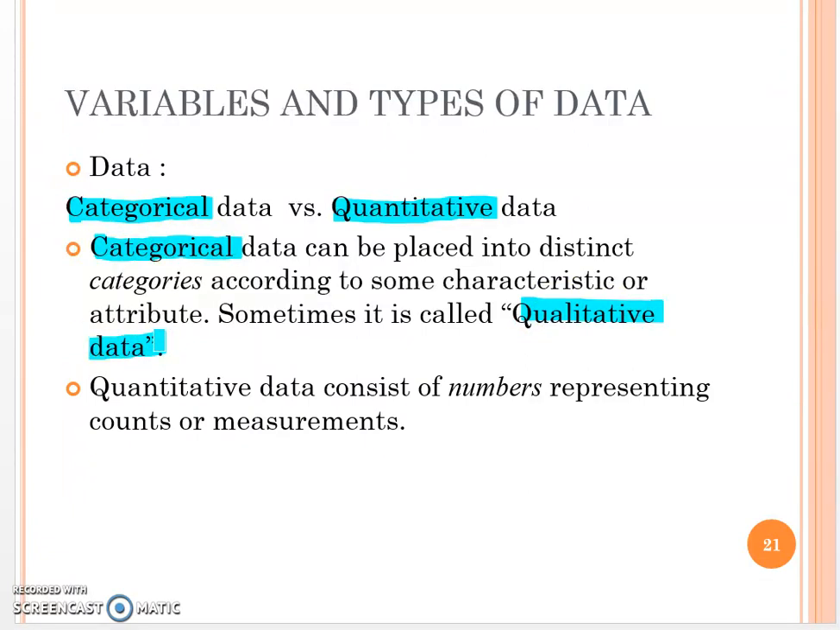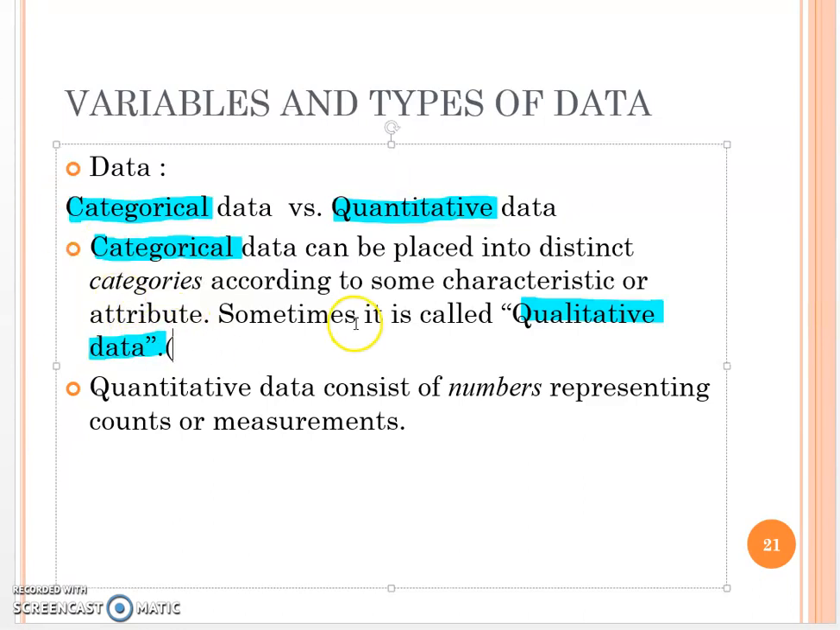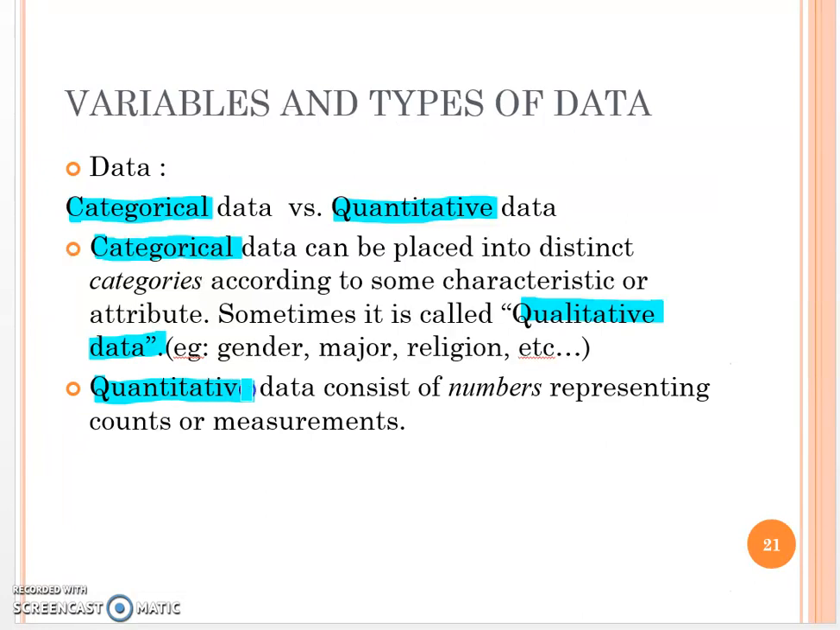Examples are gender, major, and religion, belief. Those you can all put into different categories, so those are called categorical data. While quantitative data basically has to be a number. So quantitative data consists of numbers representing counts or measurements.